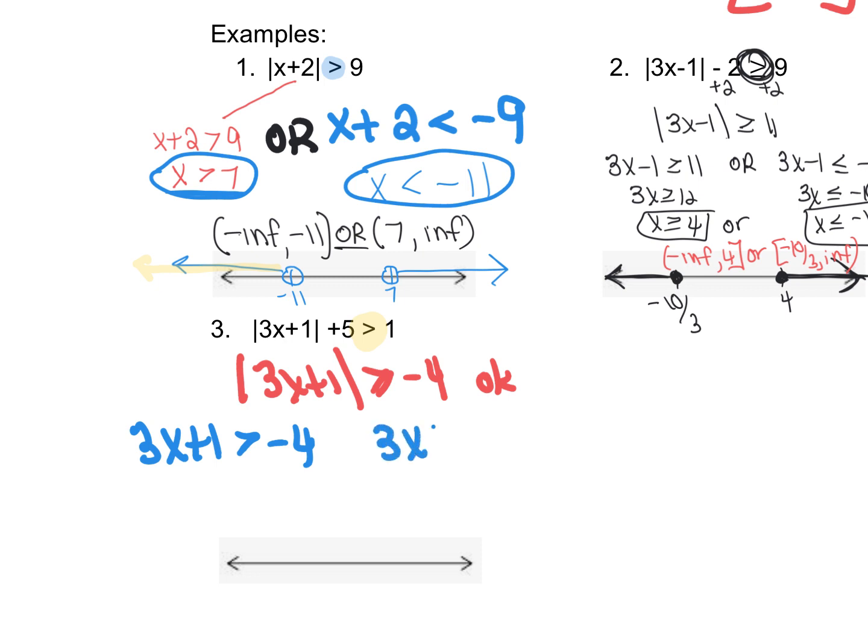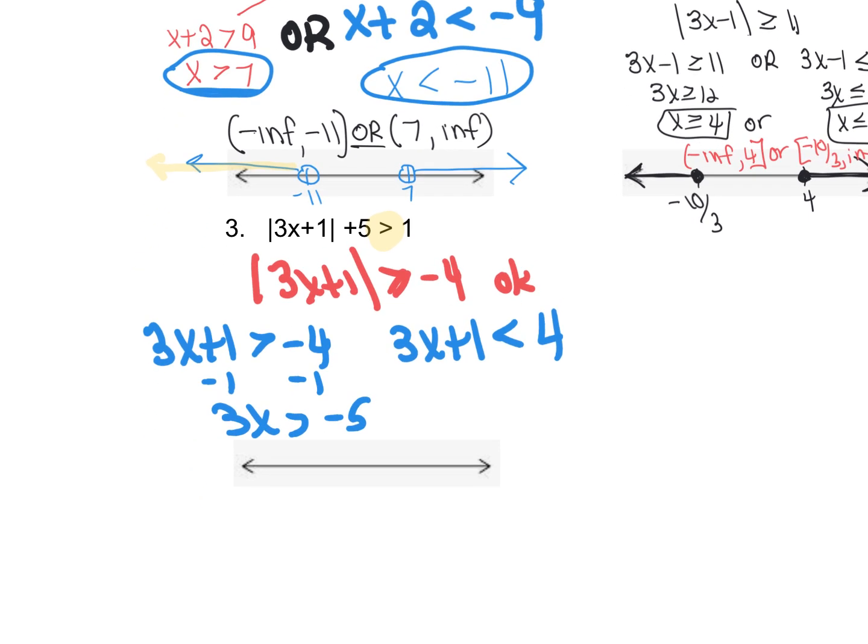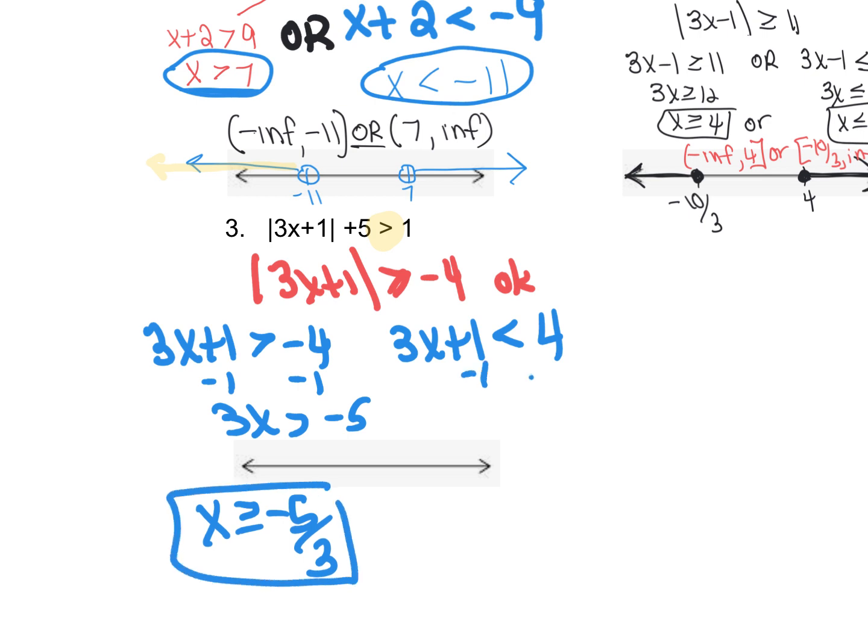And then we're going to have 3x plus 1, switch the symbol, switch the sign. And if we subtract 1, we get 3x is greater than negative 5, and then x is going to be greater than negative 5/3. Okay, so there's one of our inequalities. If I subtract 1 here, I get 3x is less than 3, x is less than 1. So there's our two inequalities.